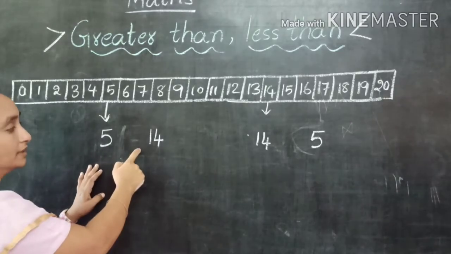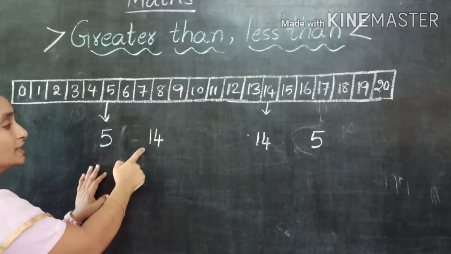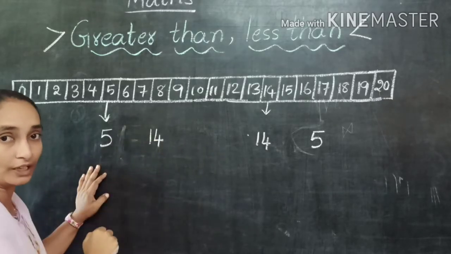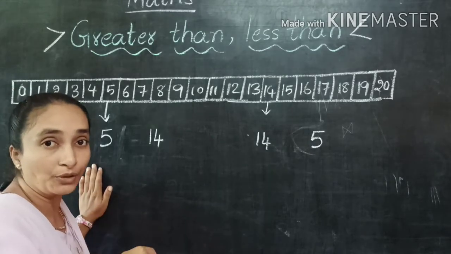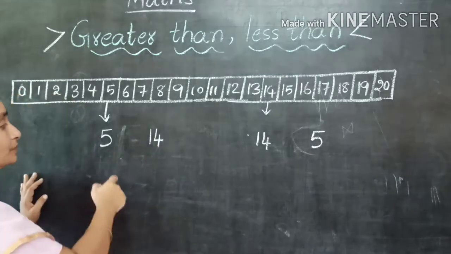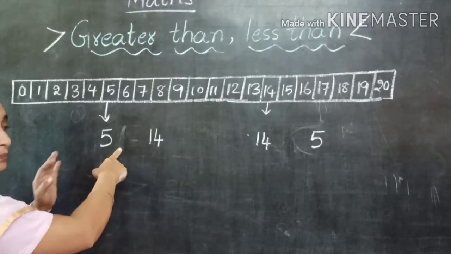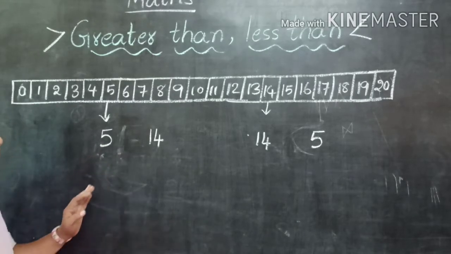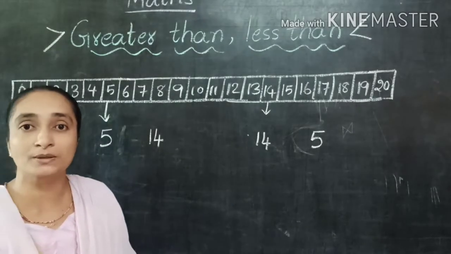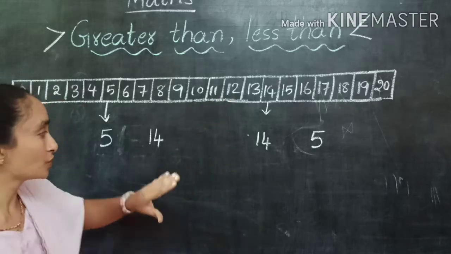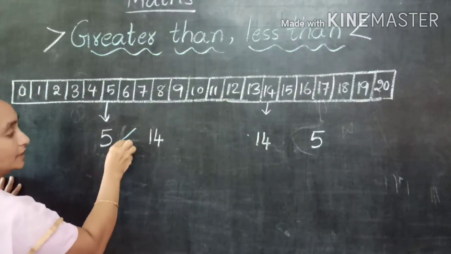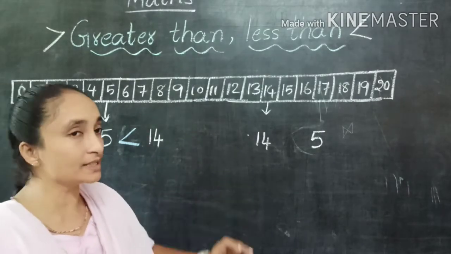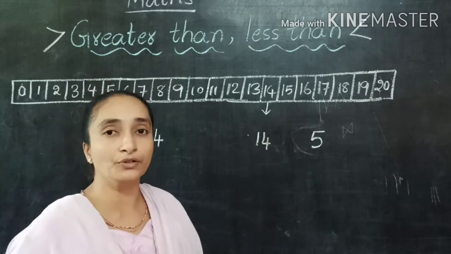So what can we write as the symbol here? 5 is less than. This is smaller, no? So less than. 5 is less than 14. See, this number is less than 14. This is more and this is less. 5 is less than. So less than means which side symbol can you use? The left side open. So it is the left side open. So here it is: 5 is less than 14.